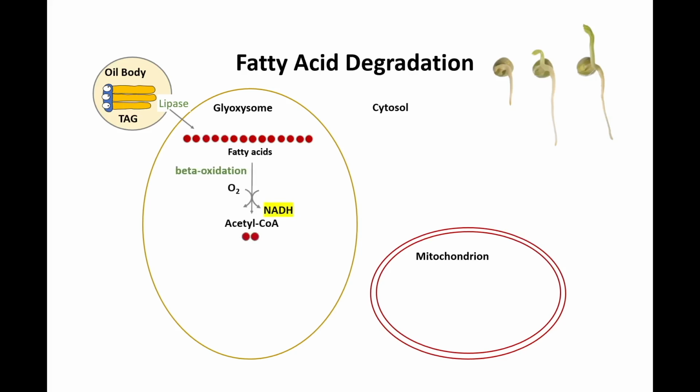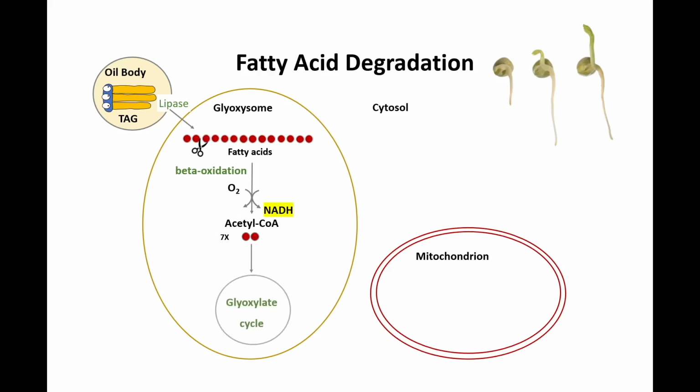This process is known as beta oxidation, which involves many enzymes to perform the task. Similar to fatty acid synthesis, each time we are cutting off 2 carbons from the fatty acid, giving us 1 acetyl-CoA molecule. Here we have 14 carbons in this fatty acid, so we're going to cut it 6 times to get 7 acetyl-CoA molecules. Then these acetyl-CoA molecules can enter the glyoxylate cycle.